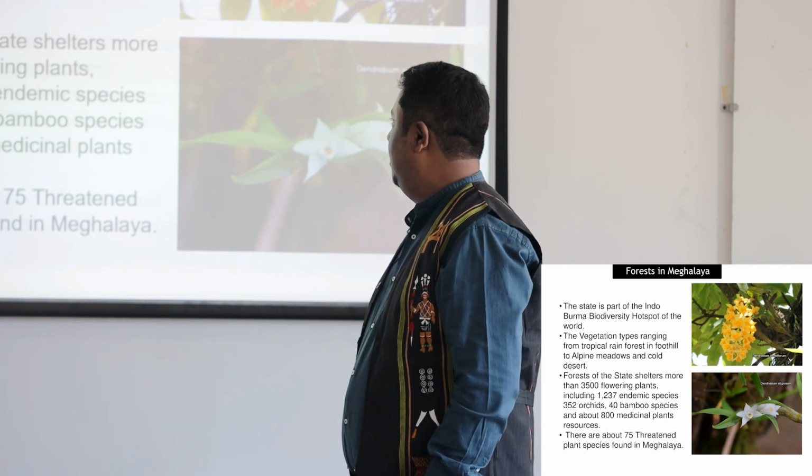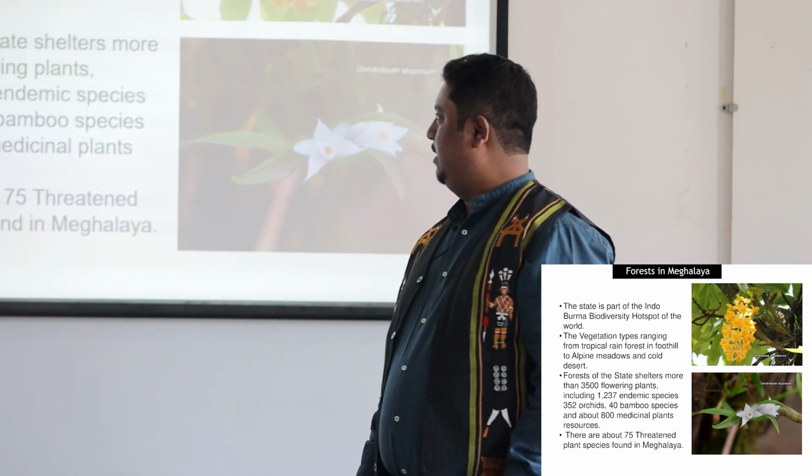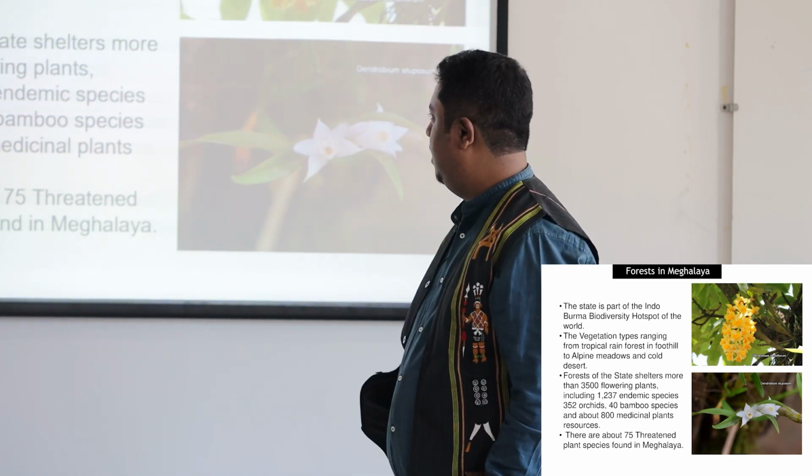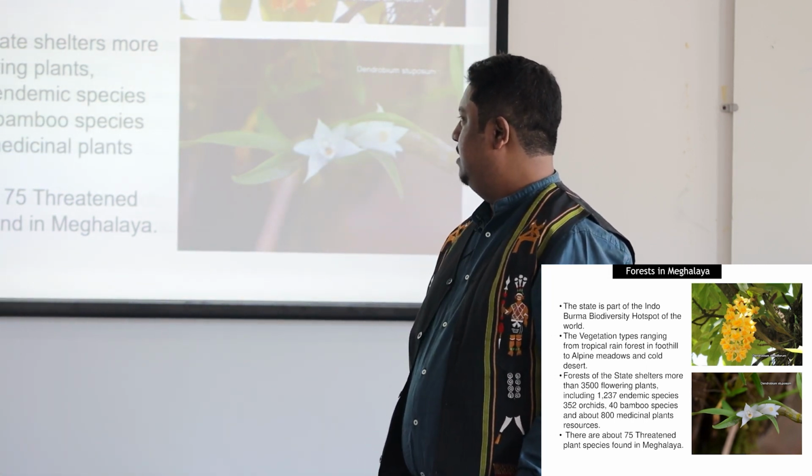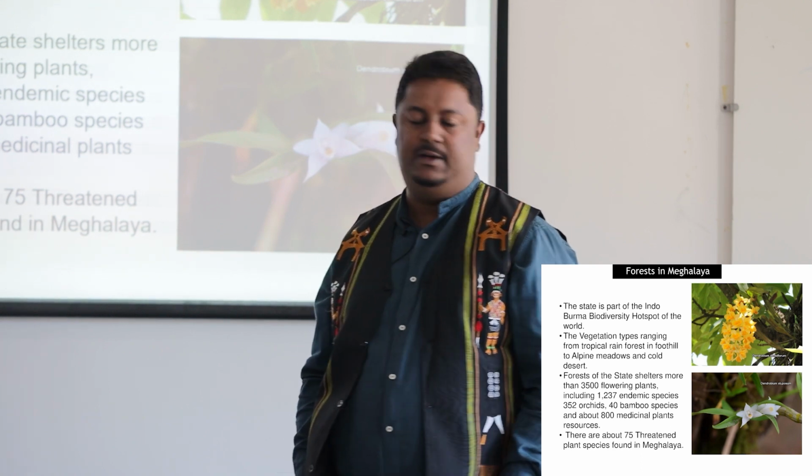But it shelters around 3,500 flowering plants, 1237 endemic species, 352 orchids. These are all data. 35 threatened plant species are found in Meghalaya.